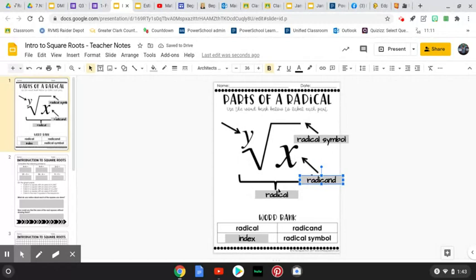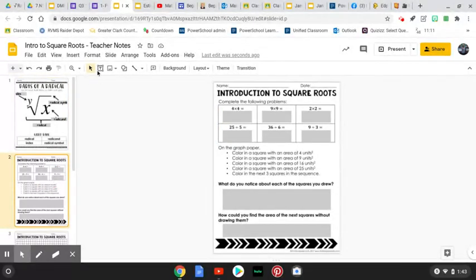The whole thing is the radical. This is the radical symbol, and this is the radicand. The index tells you what exponent would be there. Generally, on a square root, they just leave it blank. There's nothing there. So you'll see that on the next things. So that leads us to have a question as to what is a square root.